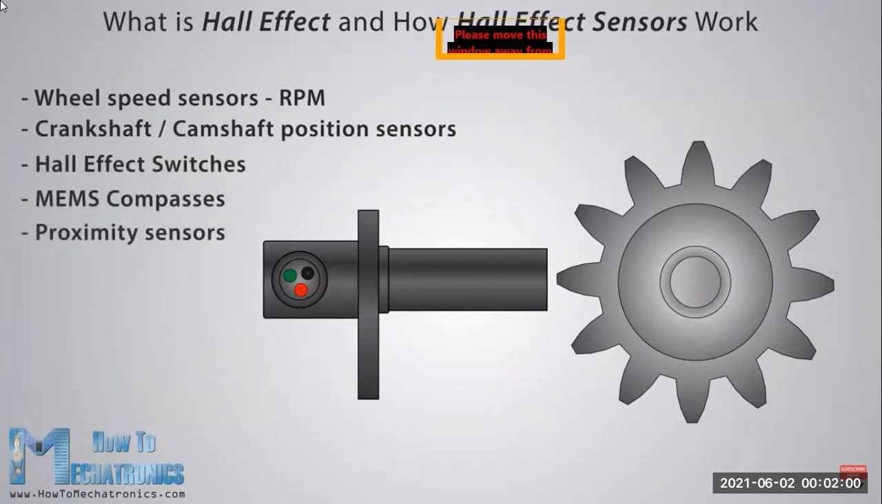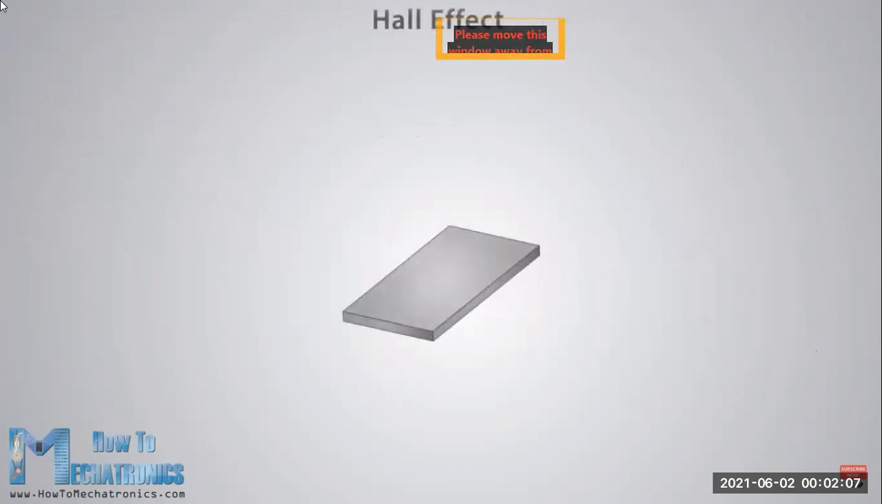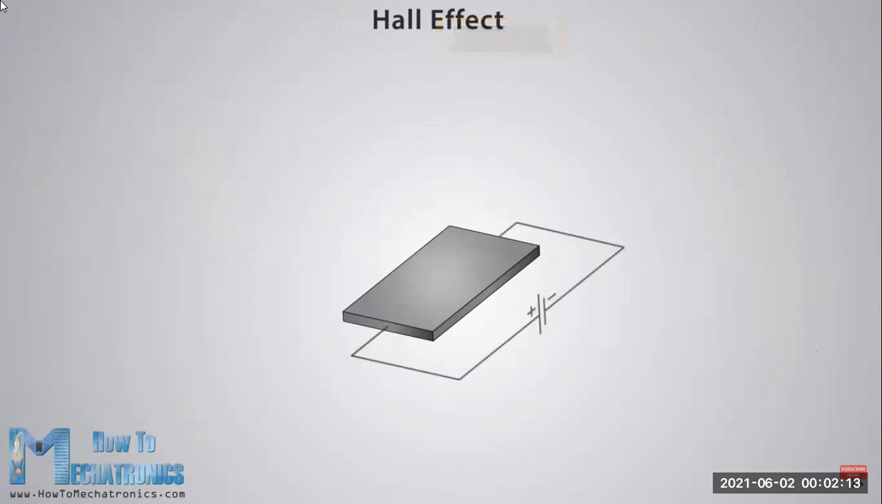Now we will go through some of these sensors and see how they work, but first let's explain what is the Hall effect. Here's the experiment that explains the Hall effect. If we have a thin conductive plate as illustrated and we set current to flow through it, the charge carriers would flow in a straight line from one to the other side of the plate.